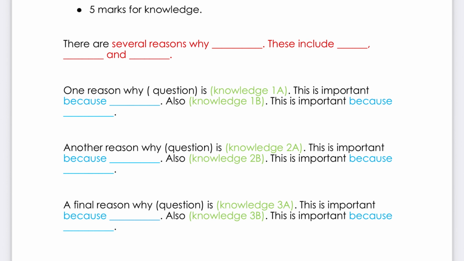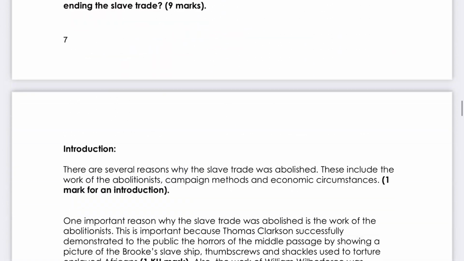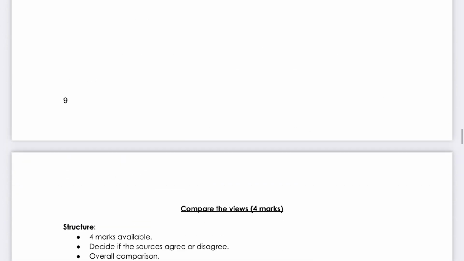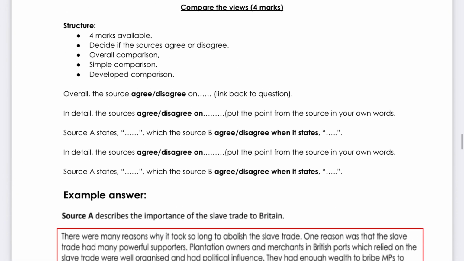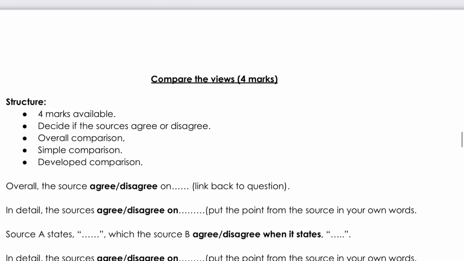The good thing about the 9 marker is there are a lot of marks up for grabs, and it is possible to get those marks. Let's have a wee look at the compare the views. So for the compare the views, it's worth 4 marks, and as long as you follow the formula that you see on the screen, you will be awarded your 4 marks.